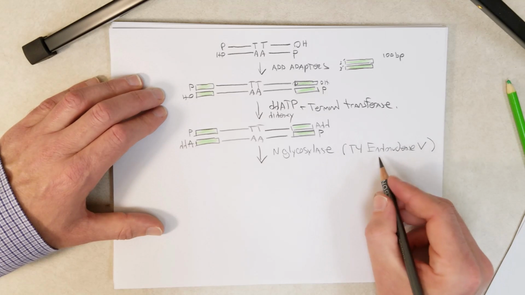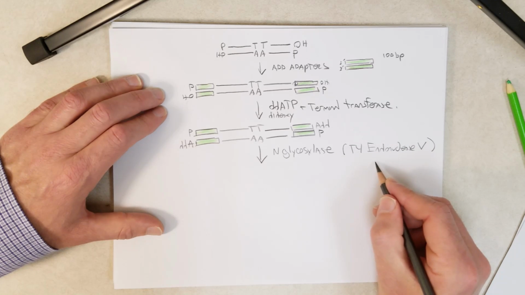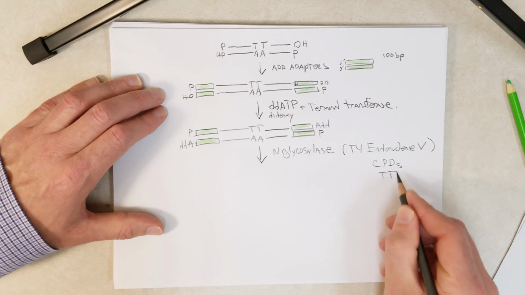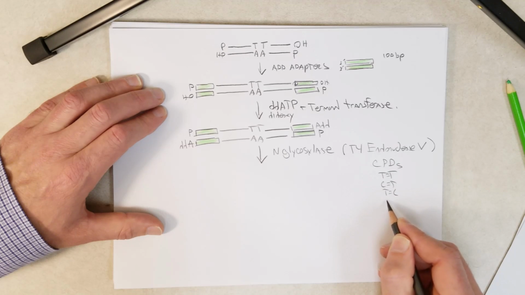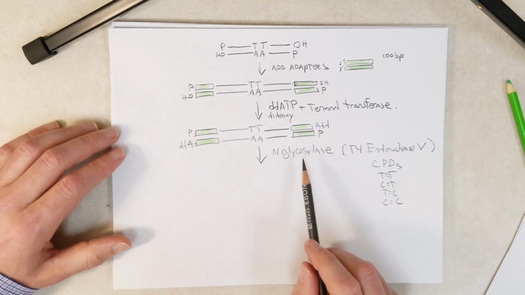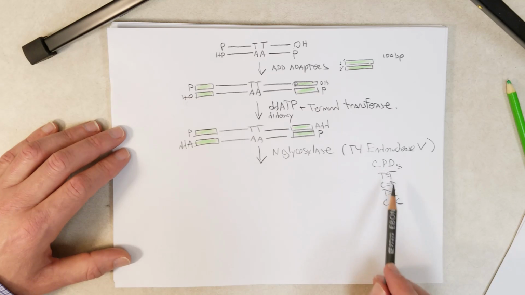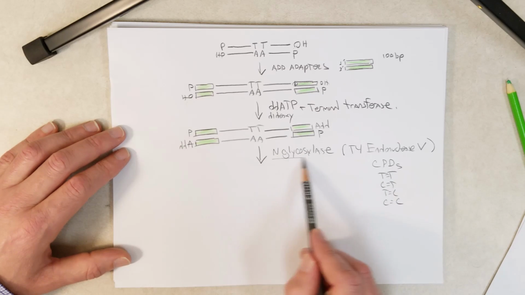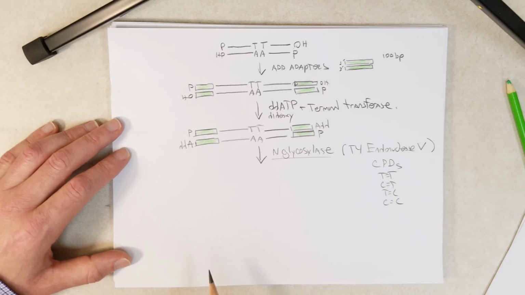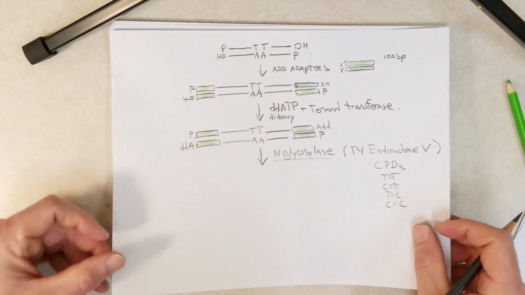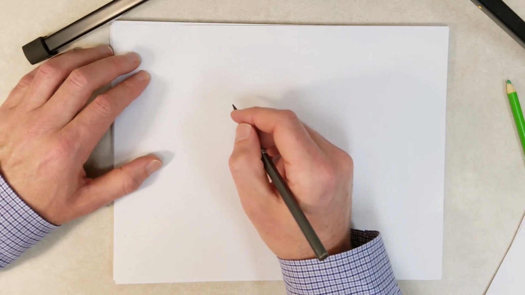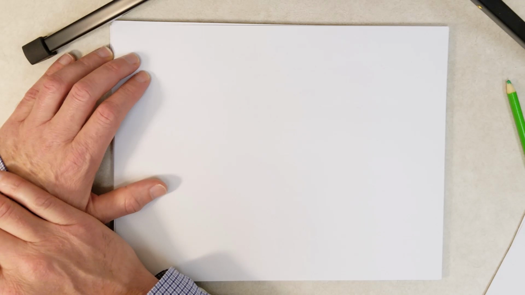And this is specific for CPDs. So 2 T's that have the covalent bonds between them, or CT or TC or CC. These are the substrates for this DNA N-glycosylase. Now, this is where I wanted to look more in detail at the structure of, let's say, a thymine dimer. So a thymine dimer would be a CPD formed of 2 thymines.